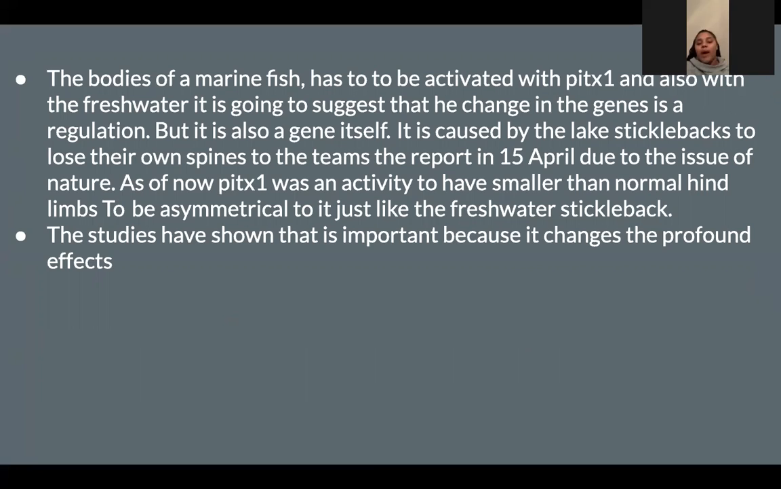The lake sticklebacks had lost their own spines, and it was due to the issue of nature. The activity was smaller than normal. It was symmetrical to the freshwater stickleback. And then many studies have shown that it is important because it has profound effects.